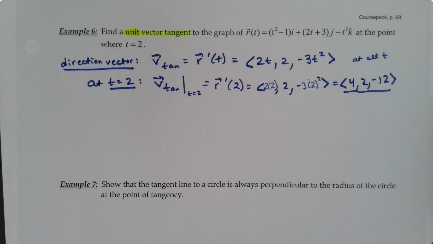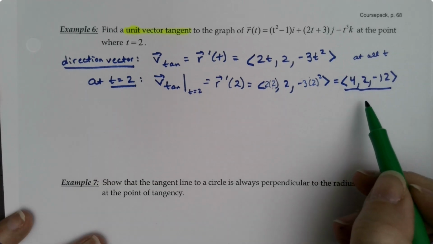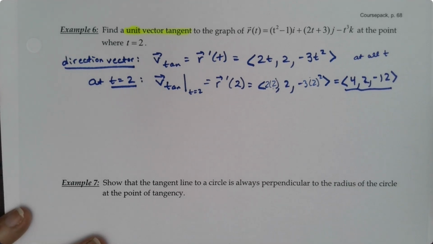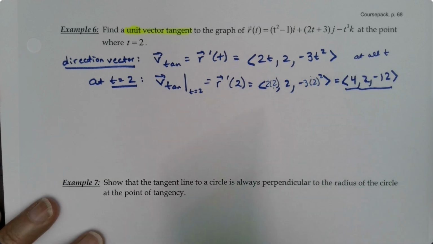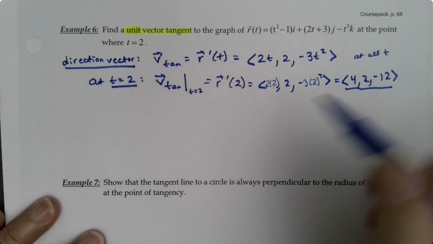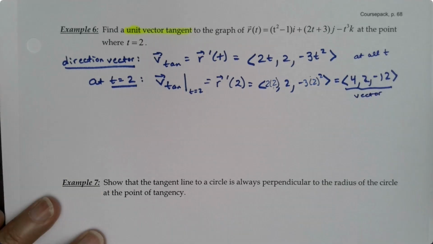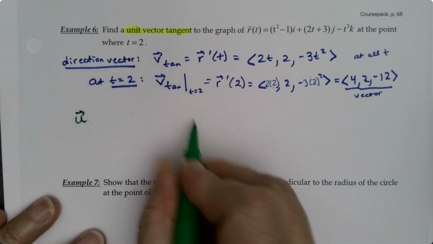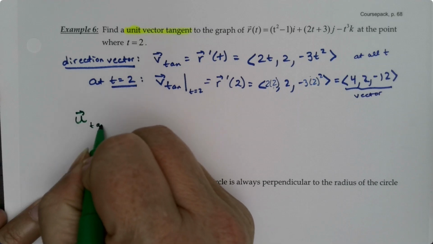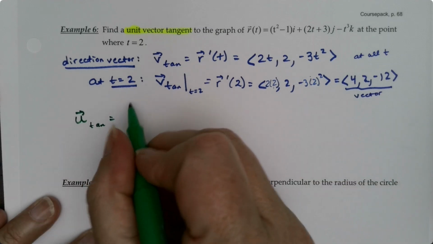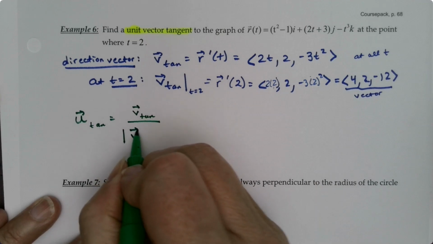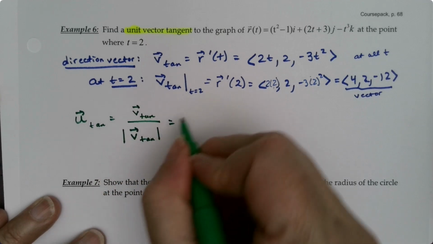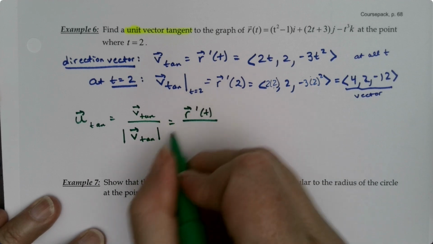Now what about the unit tangent? I know it has this direction, so I just need to divide it by its magnitude. Notice I'm not trying to come up with the equation of the line. I just want the unit vector that is tangent to the graph. This is a vector, not a vector valued function. To make it a unit vector in the direction of the tangent, it's the direction vector divided by its magnitude. In other words, r prime divided by the magnitude of r prime.